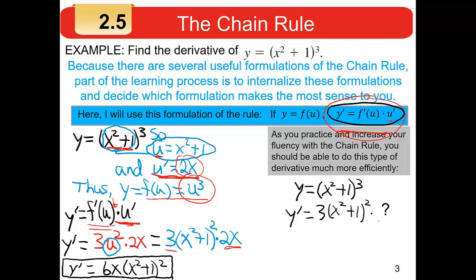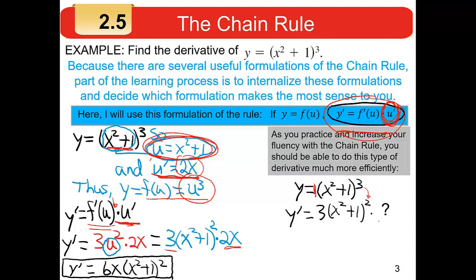So I'm going to write 3 times, that's an understood 1 right there. So it's 3 times 1 is 3. You write the base down, which is x squared plus 1, and then you reduce the 3 down to a 2. But remember, the chain rule says you have to multiply by the derivative of u, and in this case, the u is the inside function, which is x squared plus 1.